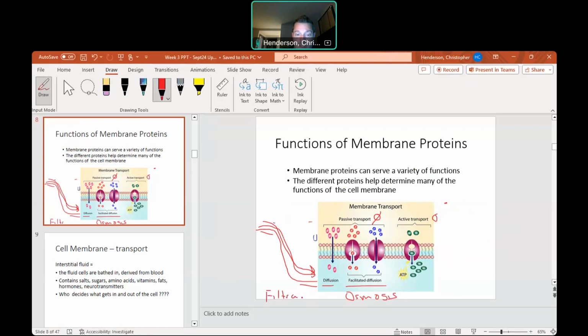There's also filtration, and that's how we get stuff in our blood, like glucose and potassium and sodium and different things, out of our blood and into our tissues, because our tissues and our cells need that stuff. So the main thing that you need to take away from this is that things in the universe move down their concentration gradient, and they don't require any energy to do that. If it doesn't require energy, that makes it a passive transport.